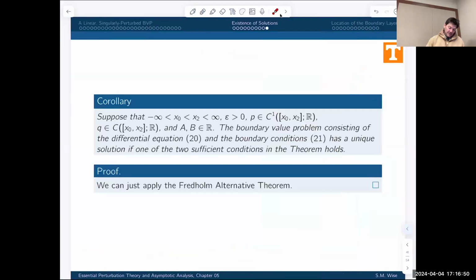All right, so that's the corollary. Just apply the Fredholm alternative theorem, and that says that the two sufficient conditions from the previous theorem tell you whether or not you have a solution to your differential equation. So that's the differential equation we're going to solve. In fact, all the problems that we looked at so far are of that type.